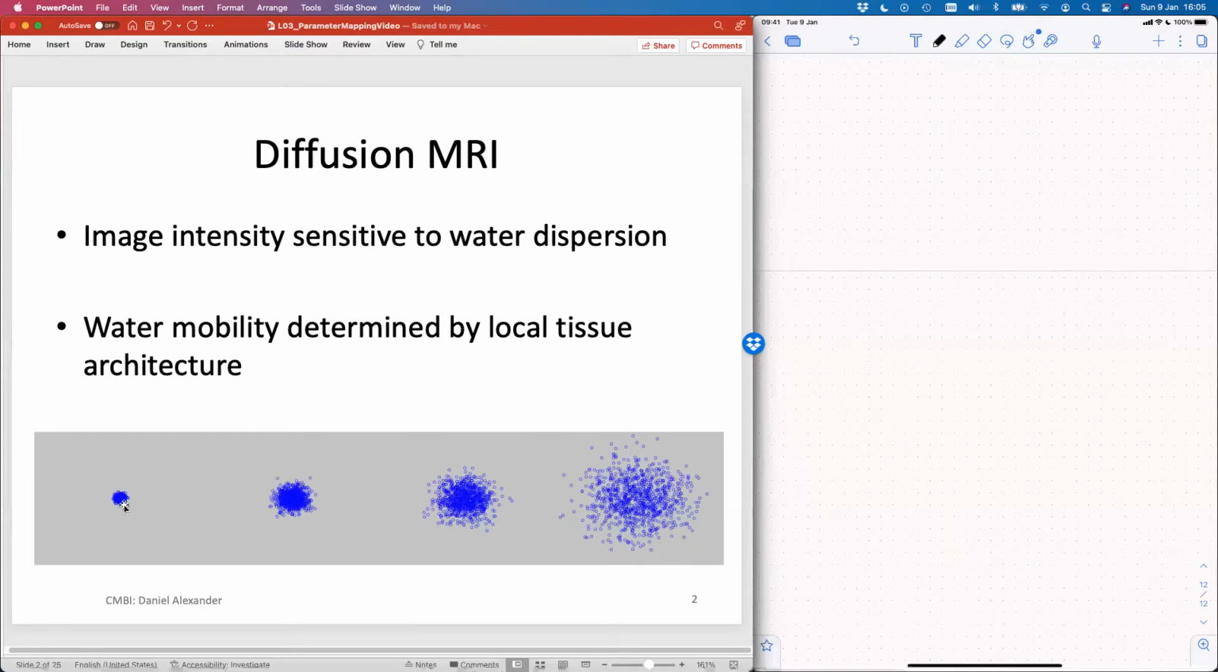And even if you were to just look at the group of water molecules initially at the center of the glass, those water molecules would gradually spread out over the extent of the glass, their initial positions being taken up by other water molecules. And that's precisely the effect that we use in diffusion MRI to probe tissue architecture.